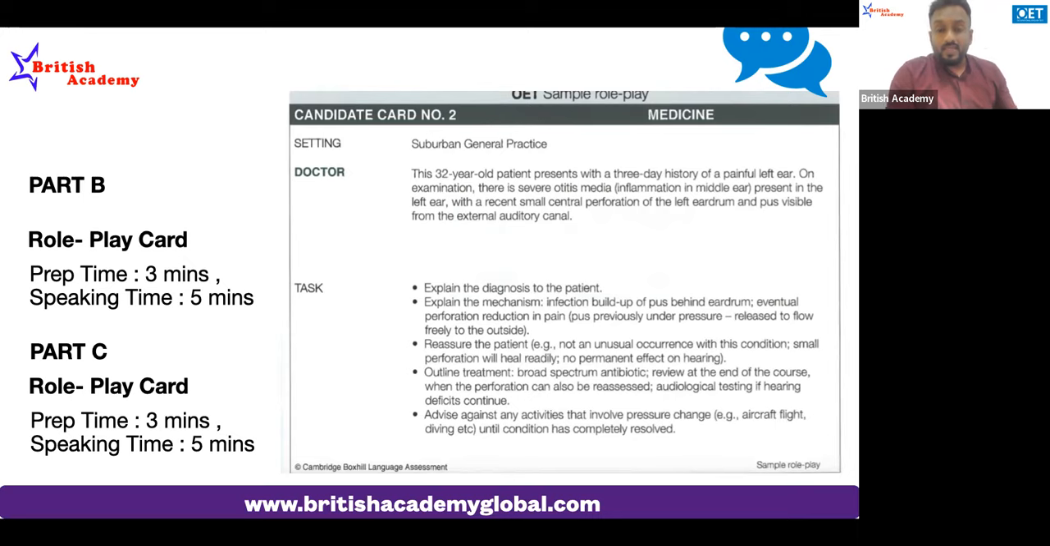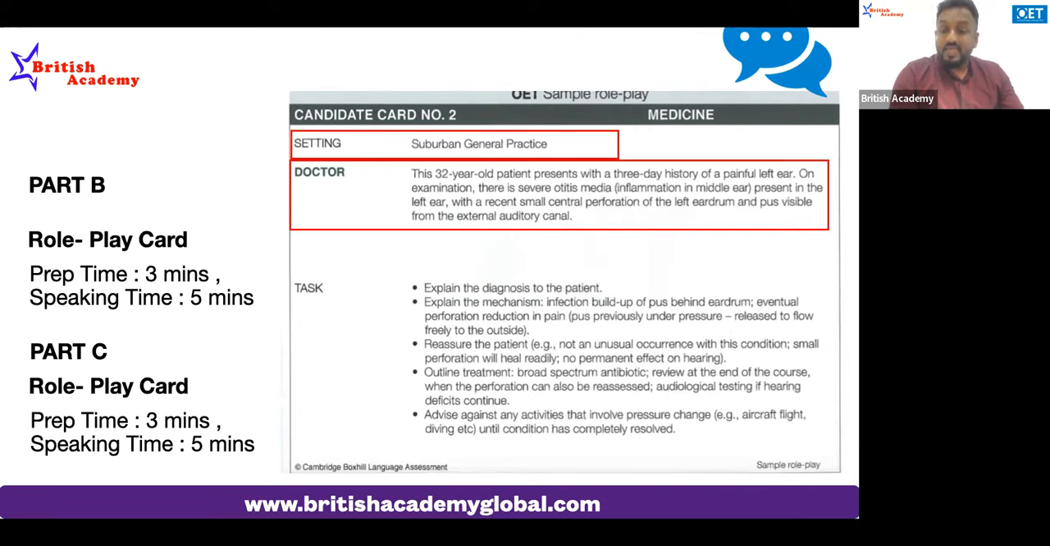When the role play card is given to you, you get a complete 3 minutes. So make use of it. First, look at the setting. The setting clearly says where you are sitting right now, which is your environment. You're sitting in a suburban general practice. Then it gives you an explanation of the scenario, where it may elaborate more about the diagnosis and the situation, and then look at the task.